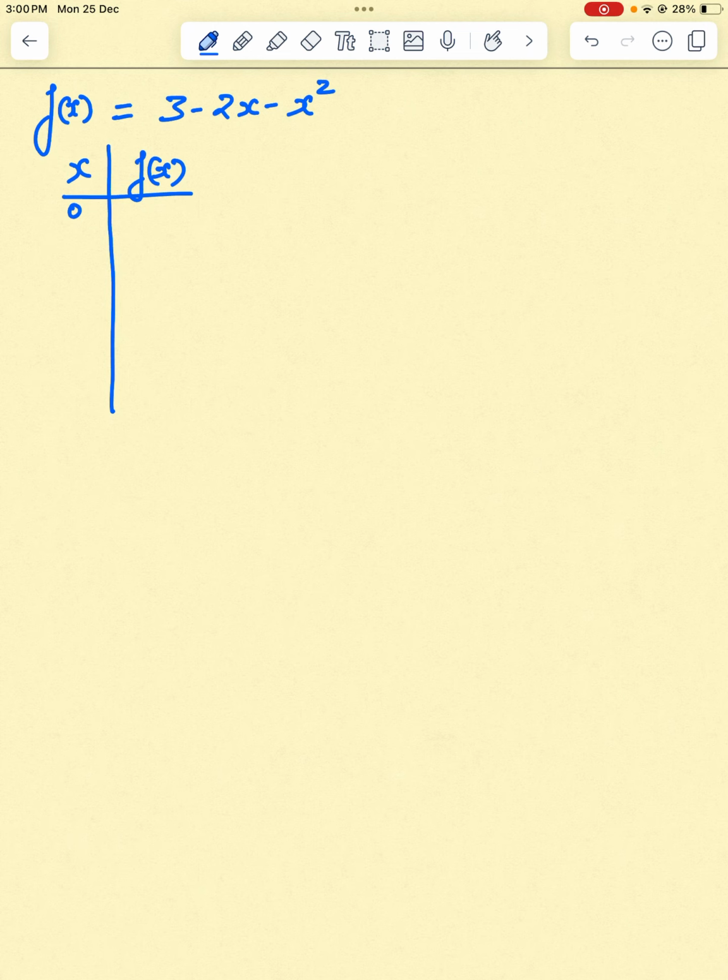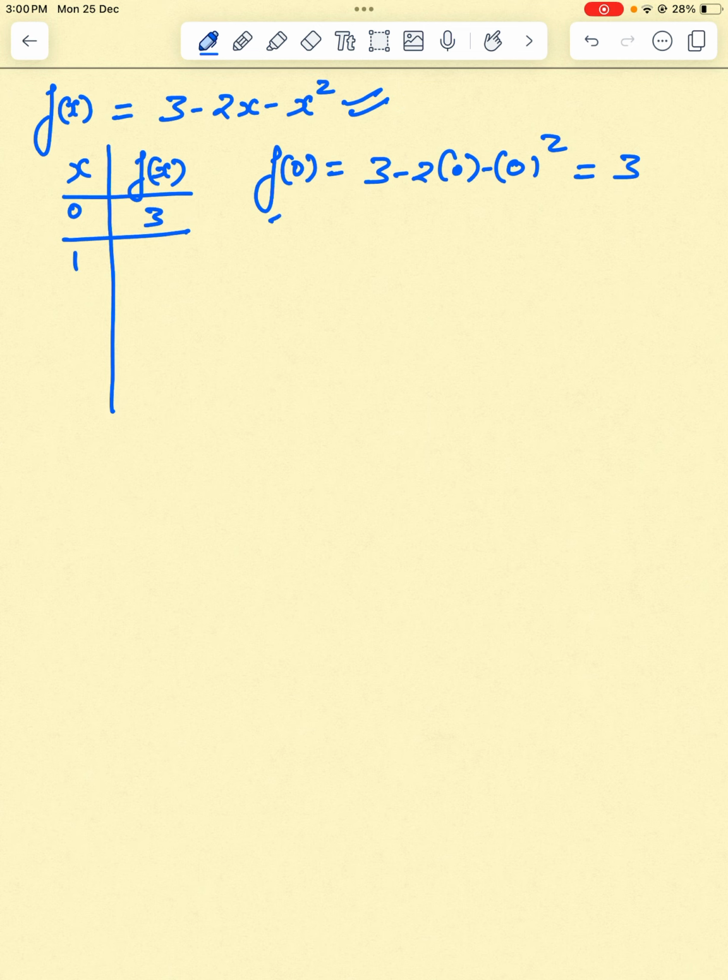If x is 0, that means f(0), so put the value of x equal to 0 in this equation. 3 minus 2 times 0, 0 square, is 3. Now at x equals 1, that is f(1), put the value of x equal to 1 in the equation, so that will be 0. So at x equals 1, the value of the polynomial is 0. So it is also one of the zeros of the polynomial, right?